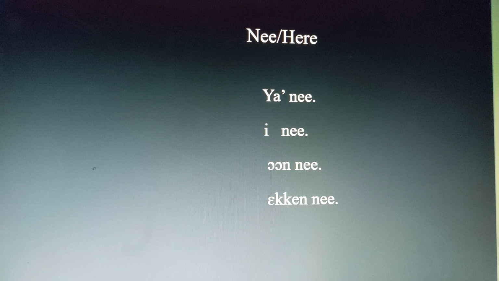Time is for Mabaan language. Today we are learning about "here." In Mabaan, it is "ne." "Here" is an adverb. It's telling you the place the person is or something is at.